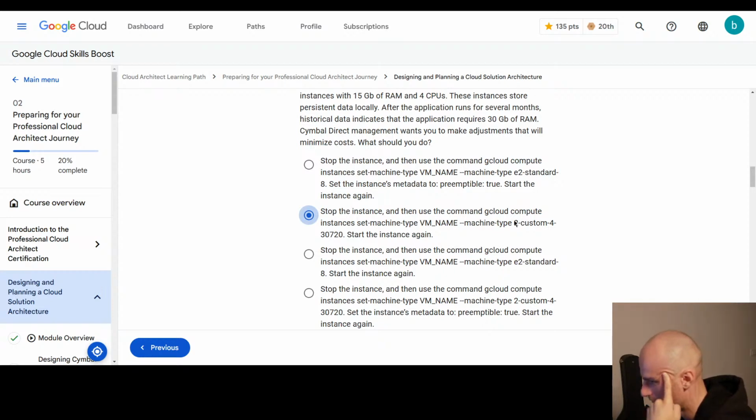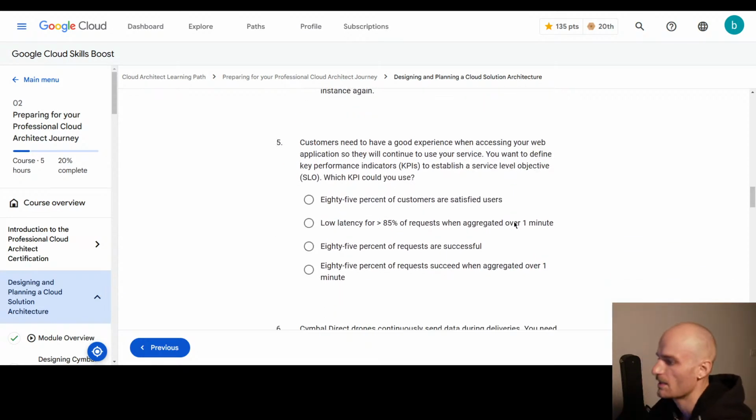So let's see. Customers need to have a good experience when accessing your web application, so they will continue to use your service. You want to define key performance indicators to establish a service level objective. Which KPI could you use?